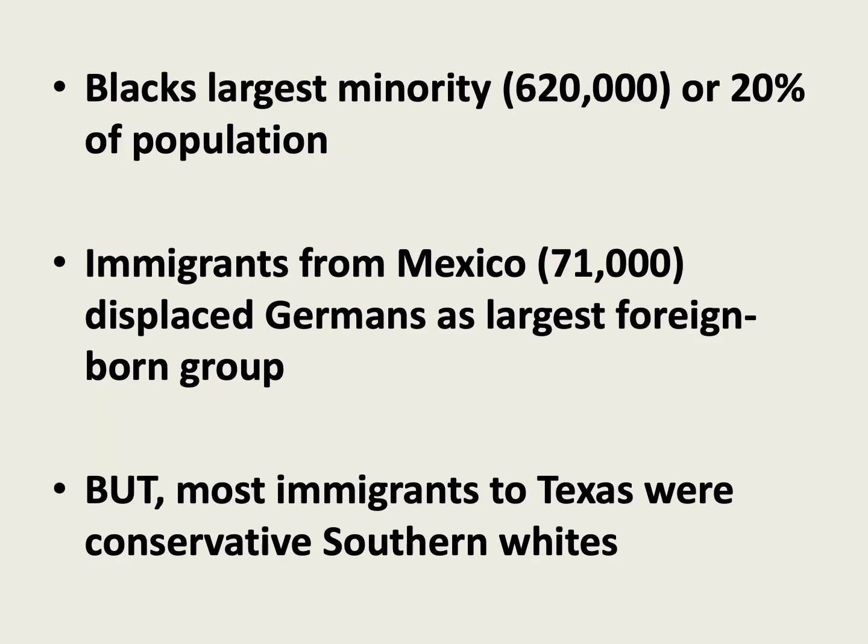Now, blacks were the largest minority, about 20% of the population. And immigrants from Mexico, there were about 71,000, had displaced Germans as the largest foreign-born group in the state. However, that tripling of Texas population was largely accounted for by the immigration of conservative Southern whites from the Deep South. And they brought with them, as we'll see in a minute, their political beliefs.